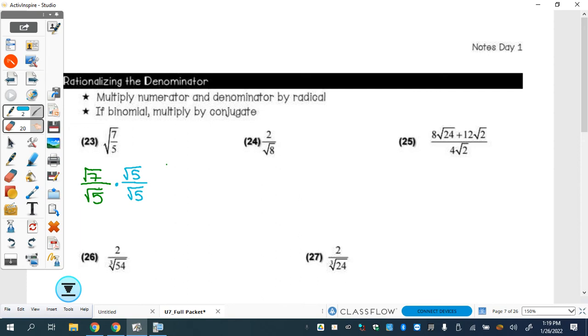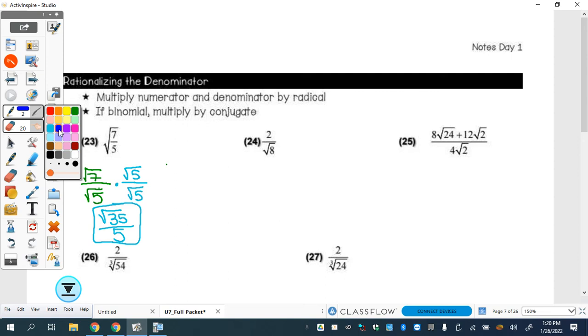And then kind of like what you did with our i's, I'm going to multiply top and bottom by that radical 5 because that's going to get rid of that radical 5 in the denominator. So 7 times 5 gives me a radical 35 in the numerator. Radical 5 times radical 5 gives us 5. And now it is rationalized, meaning there's no radical in your denominator anymore.